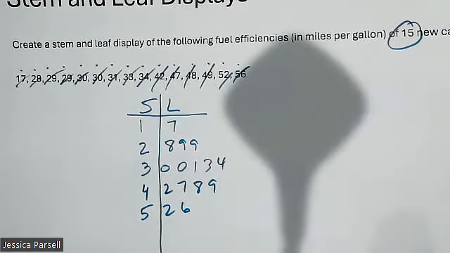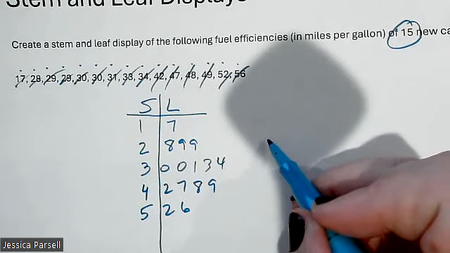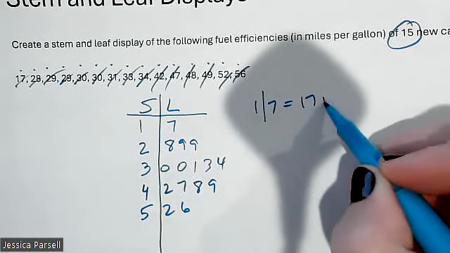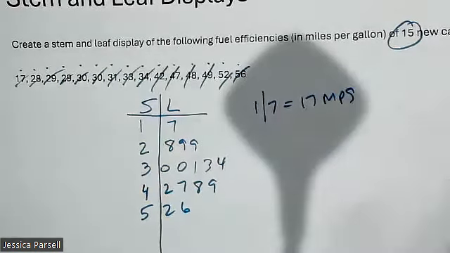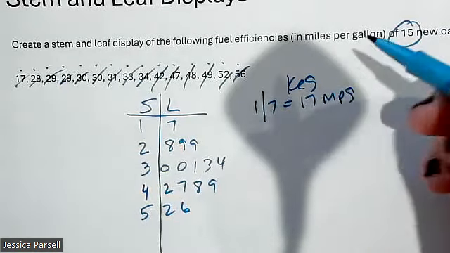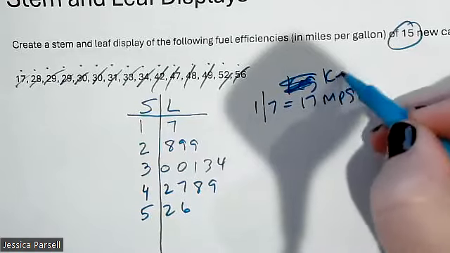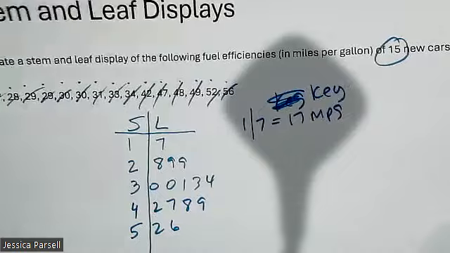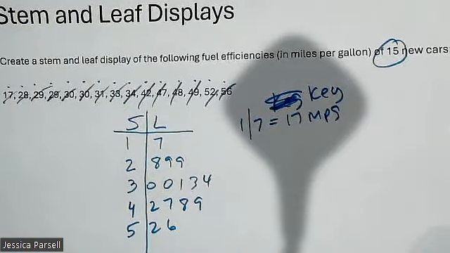And you always want to make a key. So we could say 1/7 equals 17 miles per gallon. So we're going to make ourselves a key. You want to make yourself a little key. This is for anybody that might be looking over your shoulder.